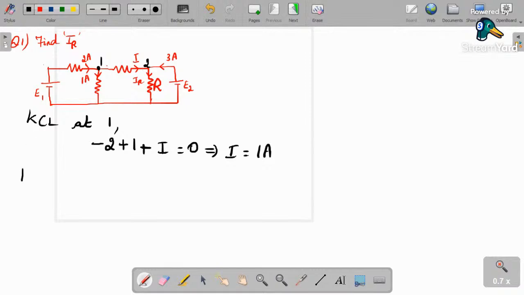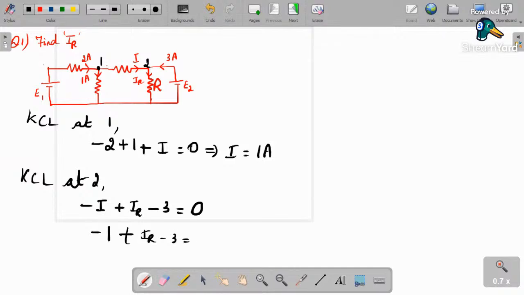So now KCL at node 2. Current I is entering the node. Then current IR is leaving the node. Whereas 3 ampere is entering. Right, this is equal to 0. So already we know I is 1 ampere, so minus 1 plus IR minus 3 is equal to 0.